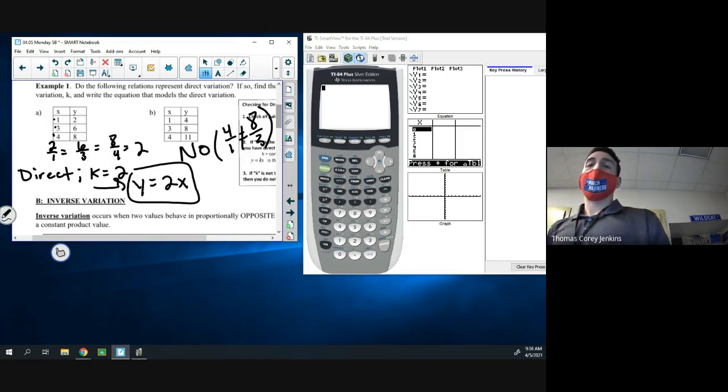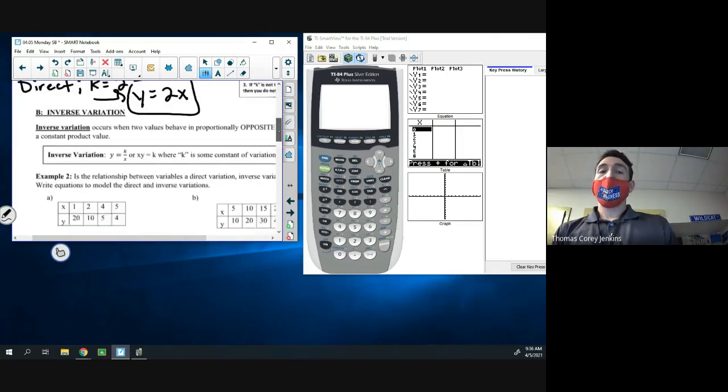Okay, so that's direct variation. You've seen that before. That's just a proportional line, and the way we check is to look at y over x. All right, and then inverse variation. This is going to be a little more new.